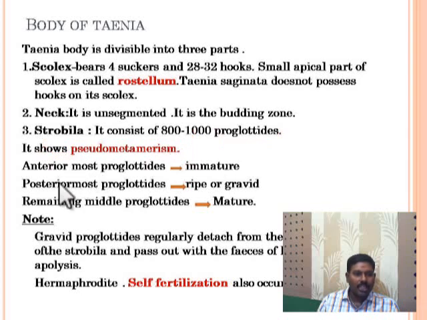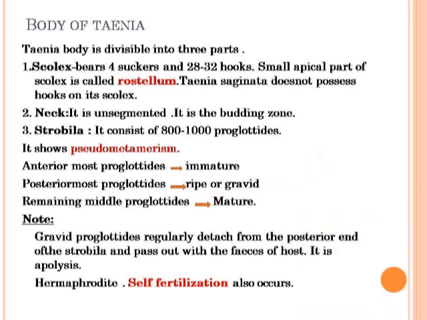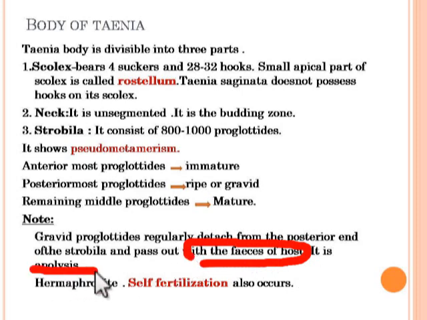Here there are anterior, middle and posterior portions. The anterior proglottides are immature and the middle proglottides are mature, whereas the posterior ones are ripe or gravid. These ripe or gravid proglottides in the posterior region regularly detach from the strobila and pass out in the feces of the host. This process is known as apolysis.